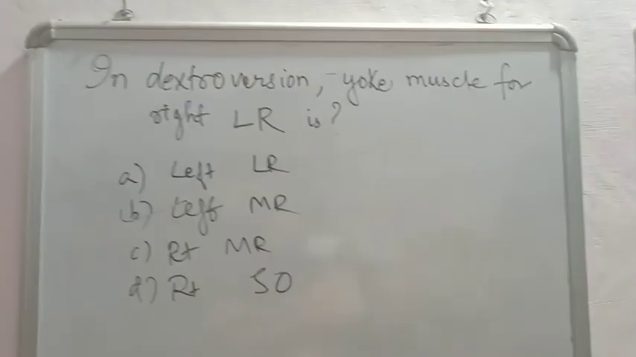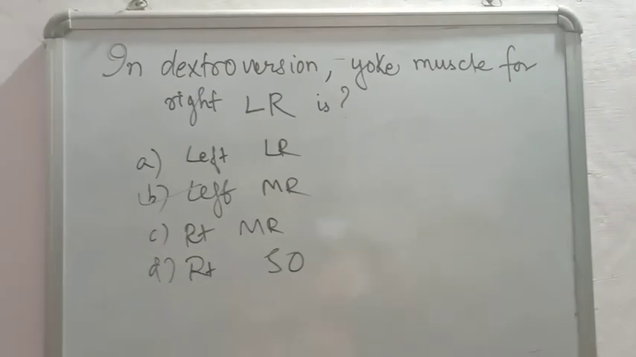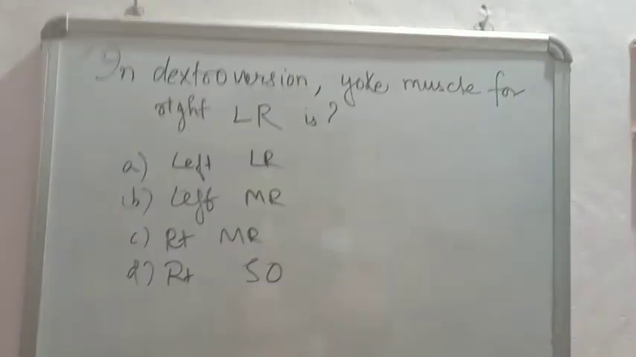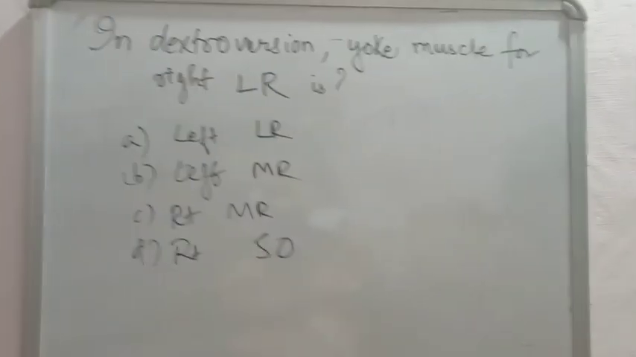Okay, so first question: in dextroversion, the yoke muscle for the right lateral rectus is what? The answer is the left medial rectus. This is very straightforward. Dextroversion is basically looking to the right. If you are looking to the right, how are you looking to the right? Like I'm standing behind the camera.